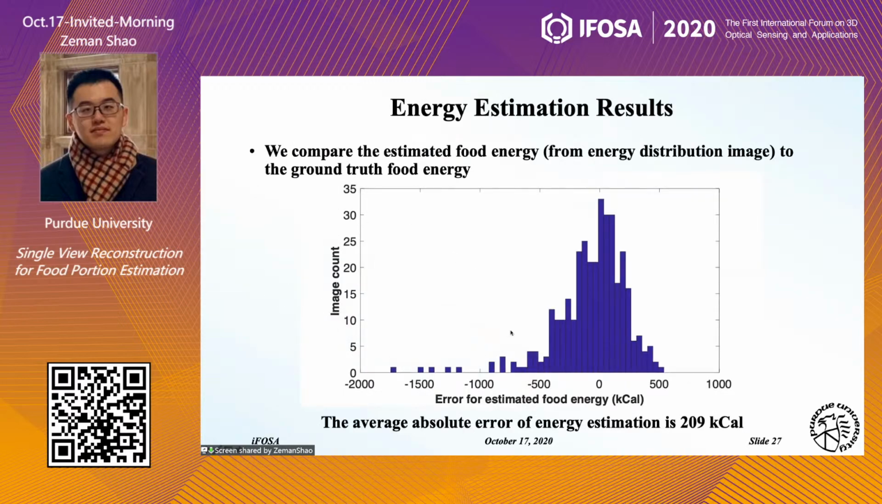Here's our energy estimation results. We compare the estimated food energy from energy distribution image to the ground truth food energy. As you can see from this figure, most of the results are near to the zero error. And the average absolute error of energy estimation is 209 kilocalories.